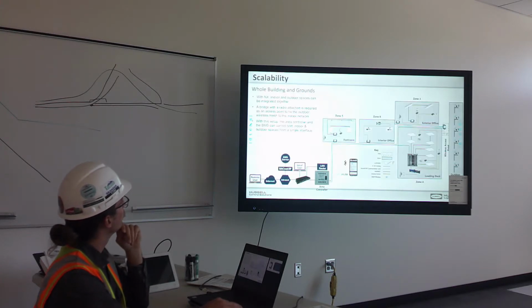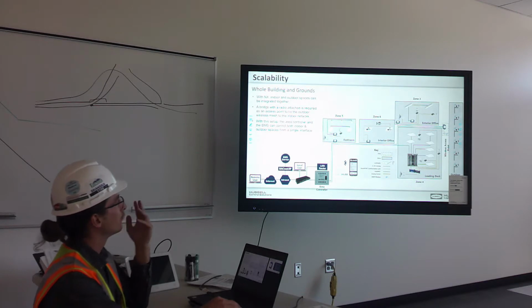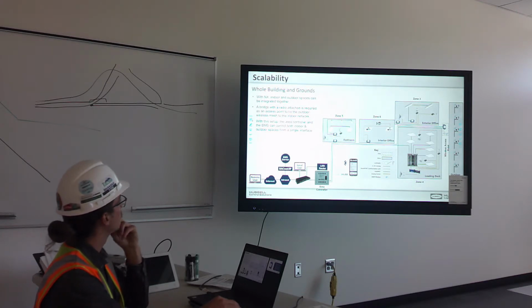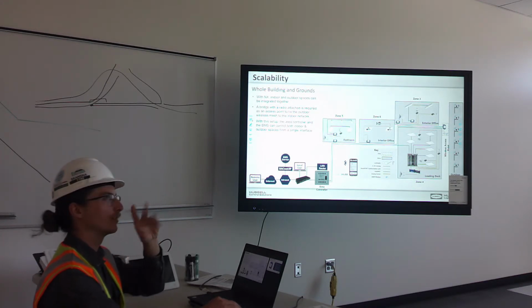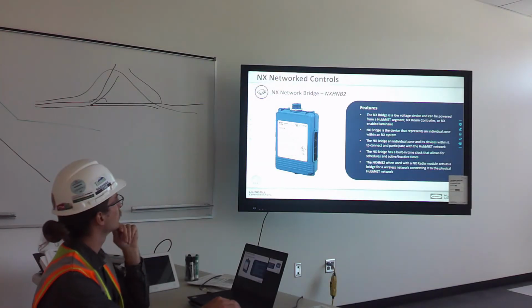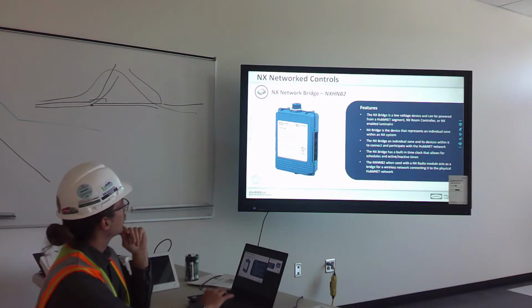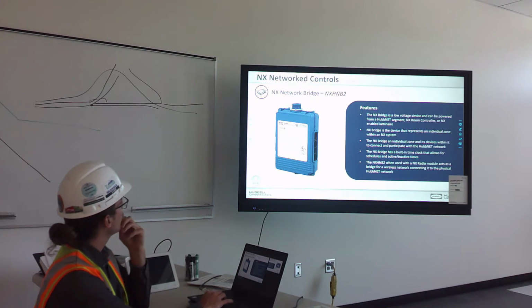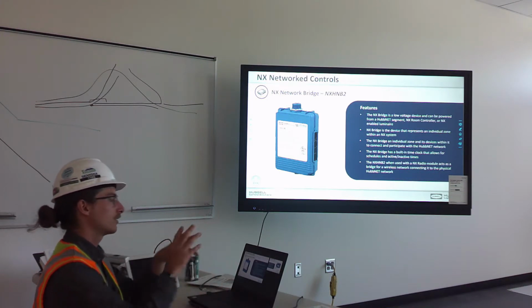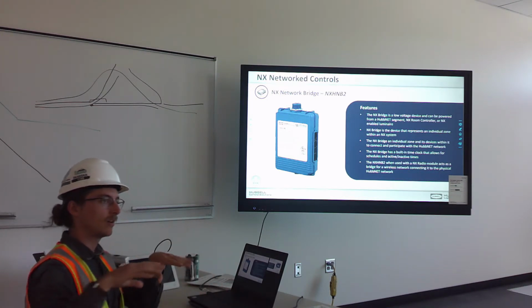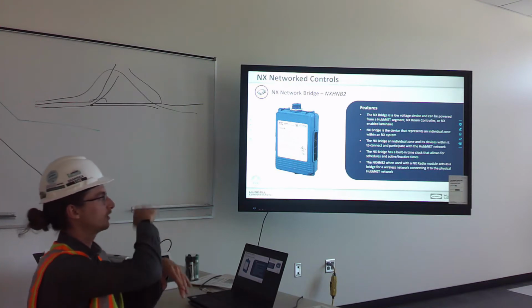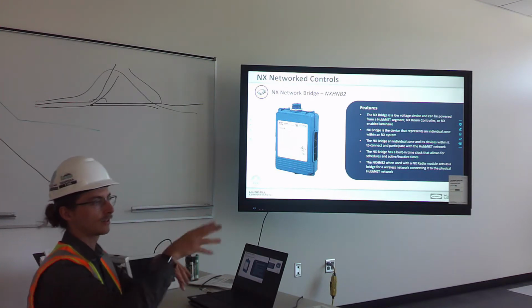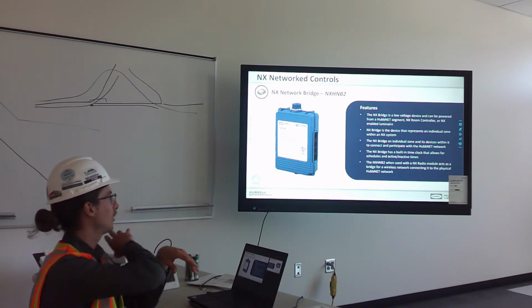Let's see. This is just a general slide on how the system works. Not going to talk too much about it. We'll get into it when we talk about the specific rooms. So this is our network bridge. This is what takes your standalone room and its devices and then interfaces it onto the lighting network so that they can talk back to the area controller.